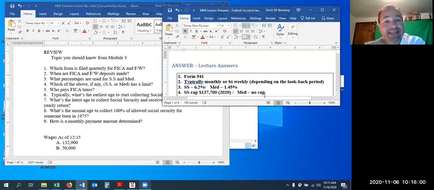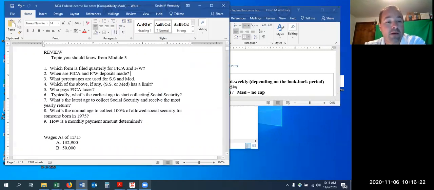Remember, Medicare has no cap. It actually has an increase in the amount of taxes that will be taken out of a paycheck once an employee hits a high threshold of wages. For single, basically anybody that's not married, it's $200,000. For those married filing joint, it's $250,000. They tack on an extra 0.9%. Who pays FICA taxes? Hopefully we know this because we've done this every week so far. That's the employee and the employer.